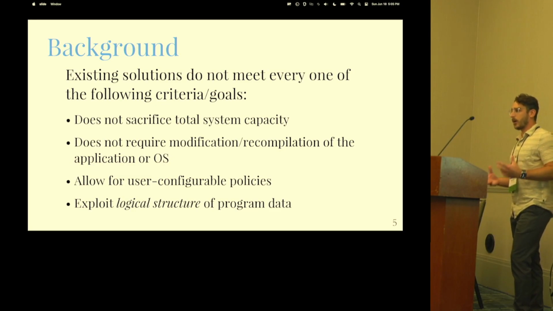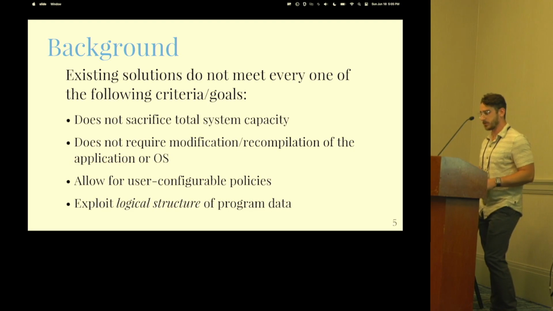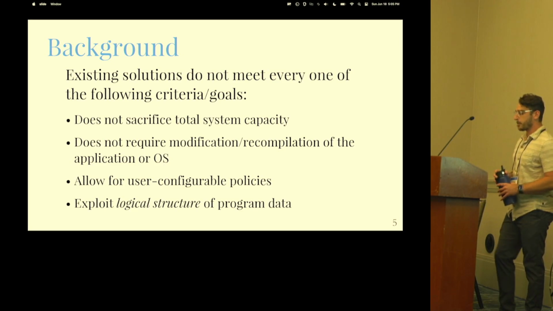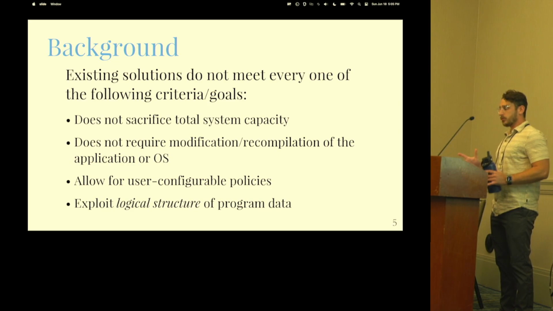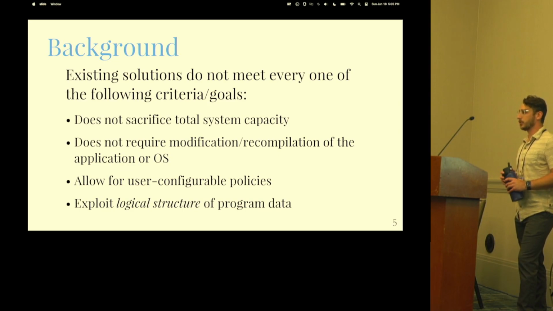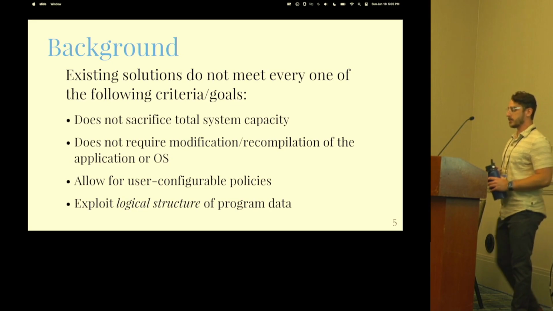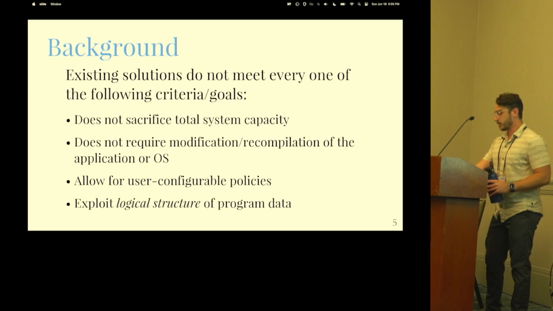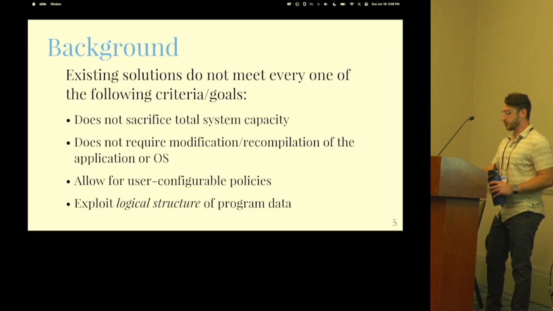A lot of them are not very flexible, and you don't have the user as an option to change the policies and decide how this tiering should be done. And some of them don't support exploiting the logical structure of program data in these tiering decisions. So we want to think about how the application is actually using this data rather than just looking at opaque pages.